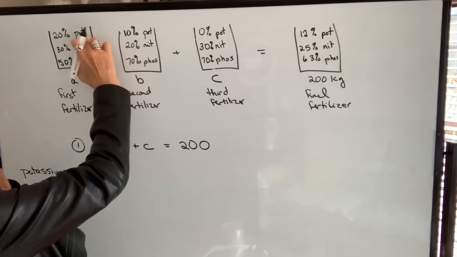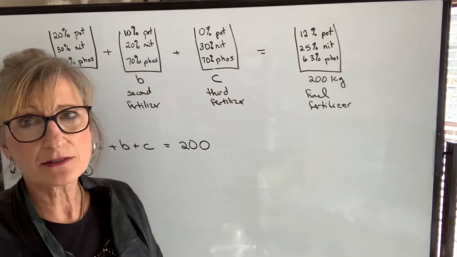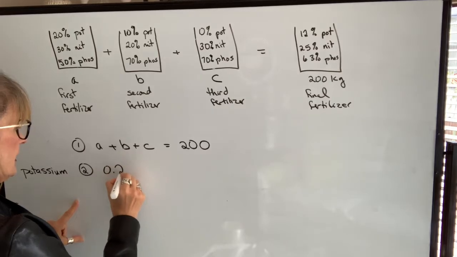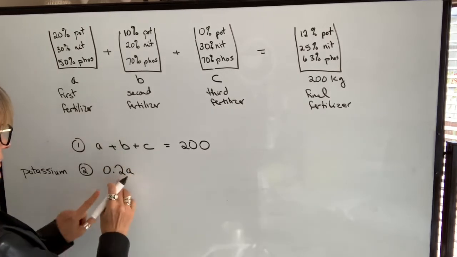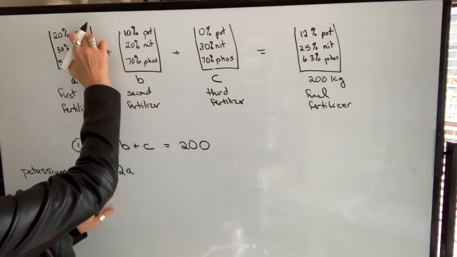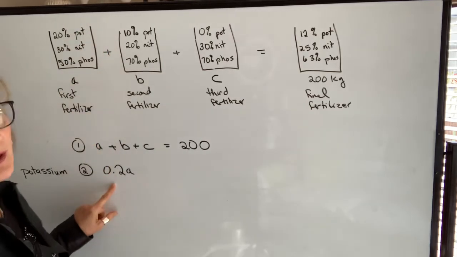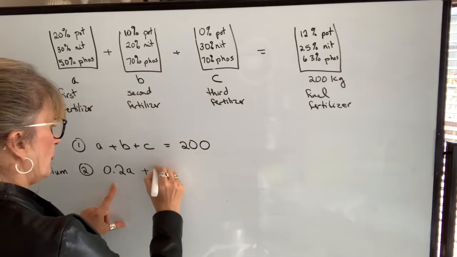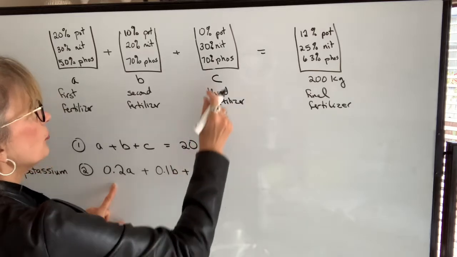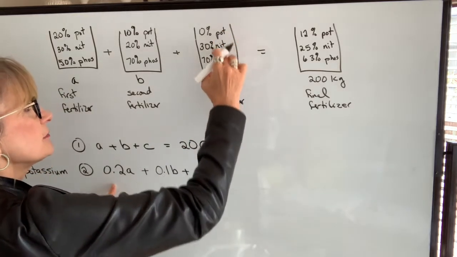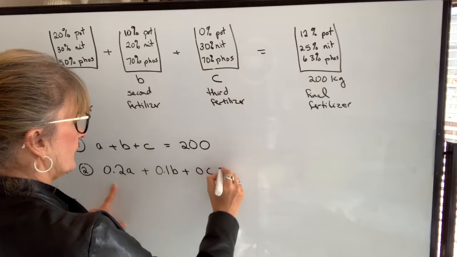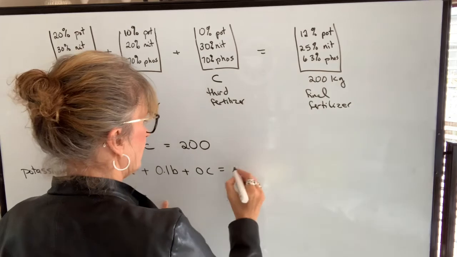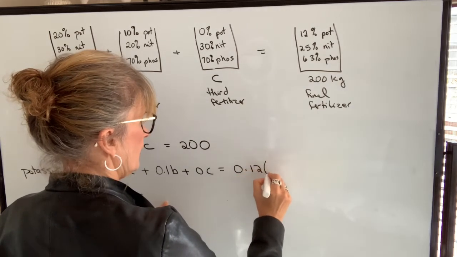We take 20%, if we know it has to be 20% potassium and we have A kilograms, we take 20% of A to get the amount of potassium in the first fertilizer. So 20% of A, the percentage times the amount. I do the same thing with the second fertilizer. It's 10% of B, so 0.1 times B, plus, this has 0% potassium, so 0 times C has to equal the amount of potassium in our final mixture, which will be 12% of 200 kilograms. So 12% of 200.